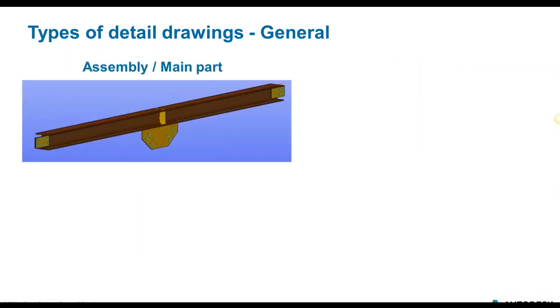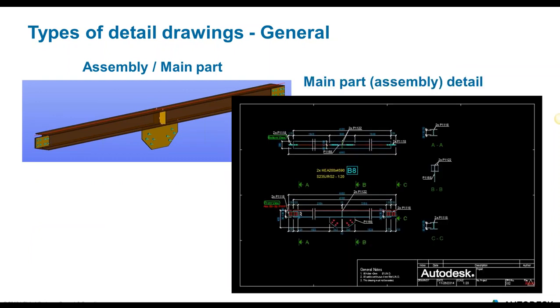Then we have the assembly or the main part element. This is the group of single parts that are connected in the workshop. And for them, we have the main part or assembly detail drawings. This detail drawing contains all the necessary information to connect, to build the assembly in the workshop.